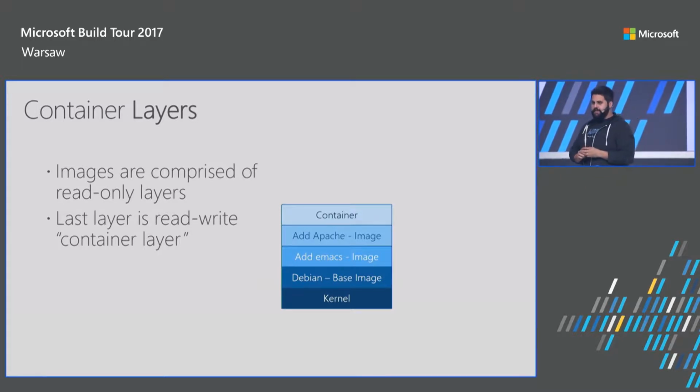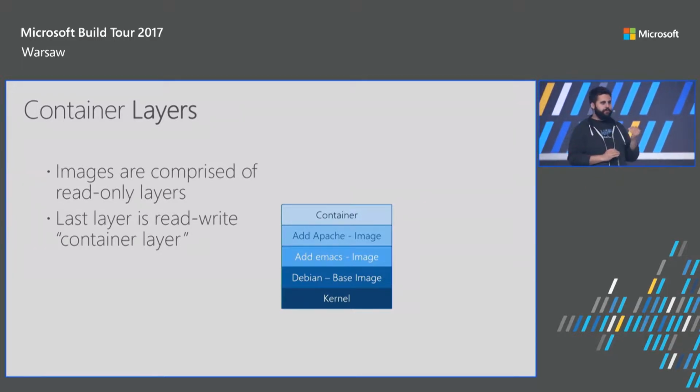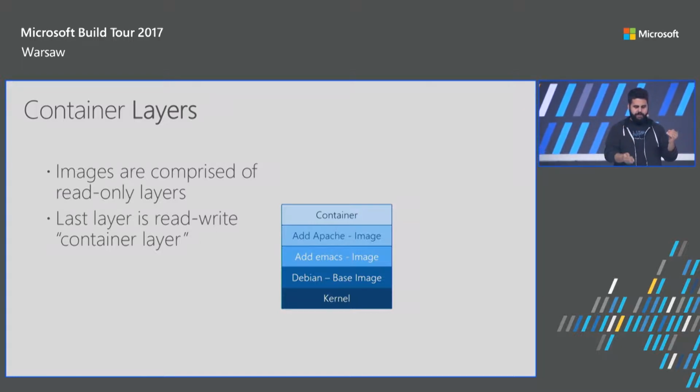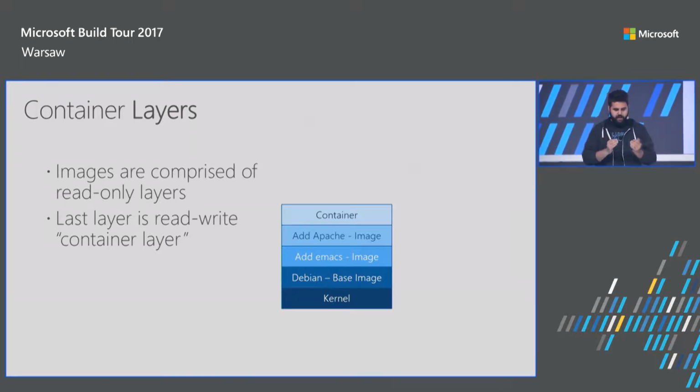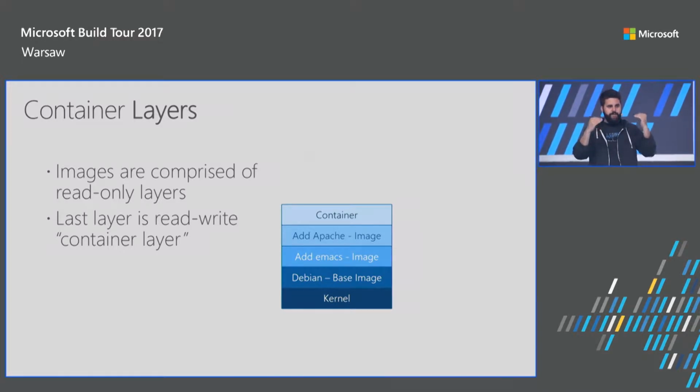So a container has multiple layers. When you create one, you can say, I want to start from the base image. In this case, it's Debian, for instance. And then you add more images on top of this. You can add multiple layers to build exactly what you need. And then you have the container layer. The container layer is where you put your code and all the binaries that you need to run the app. Everything is read-only except for the container layer.